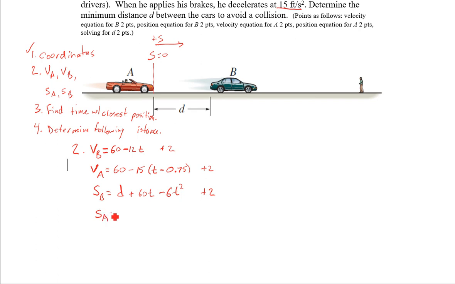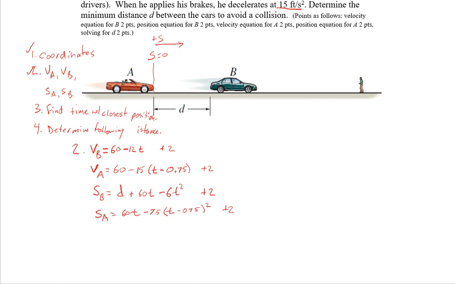SA. Our initial position is 0. Then we're going to have 60 feet per second times t. We don't start slowing down immediately, so I'm going to leave that there. And then we're going to have minus 7.5 times t minus 0.75 squared. So that acceleration doesn't kick in until time is at least 0.75 seconds, and then it's that 15 feet per second squared rate. So there's our other 2 points. So that gets us our main 4 points.